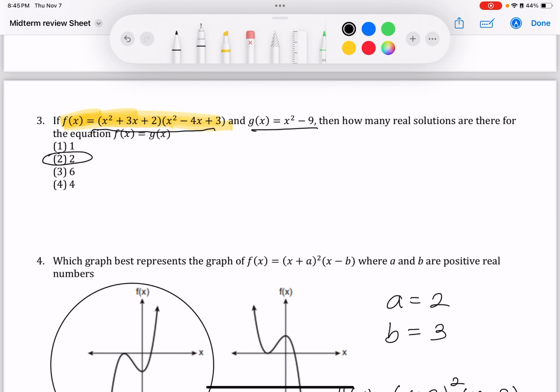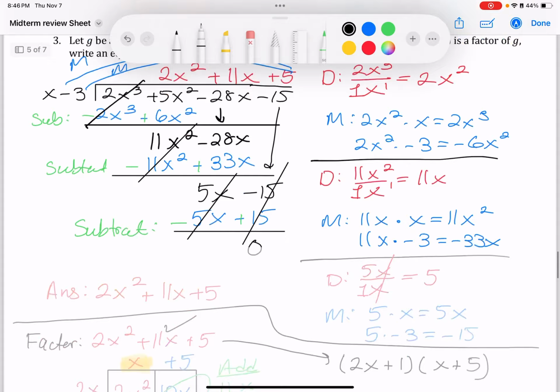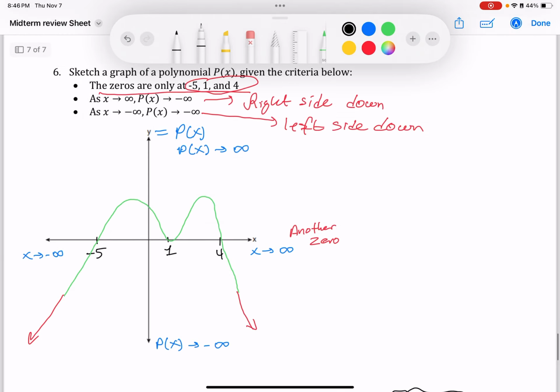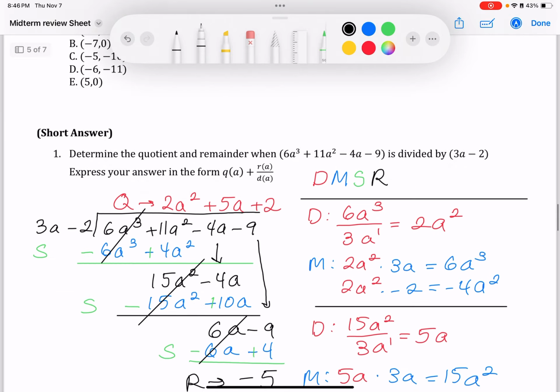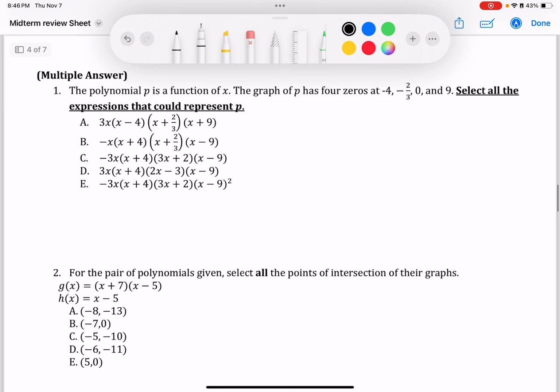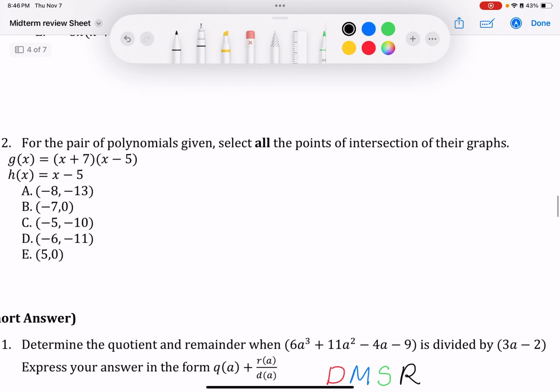So that's it for number 3. And basically, if it's a multiple choice question just like this, you can use the graphing calculator and look at the graphs to see where they intersect each other. But if it is a short answer question, like the one we have down here, then you must use algebra.